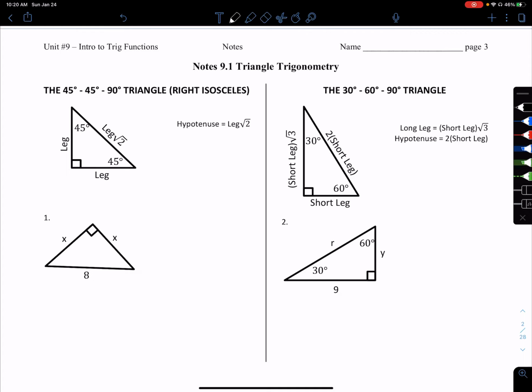Pre-AP Calculus. This is Notes 9.1. We're going to be looking at some trigonometry, and we're going to start out with special right triangles. Hopefully you'll recall this from geometry.